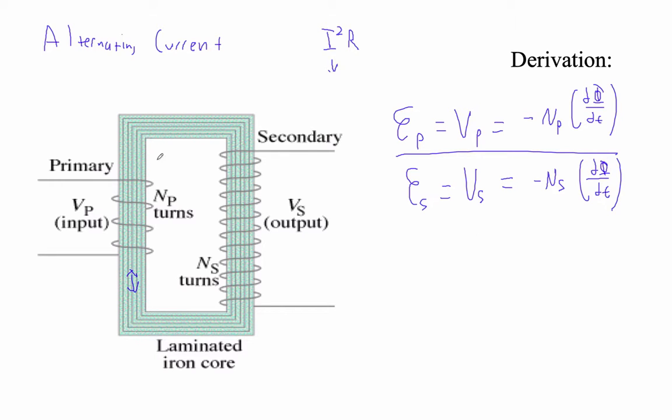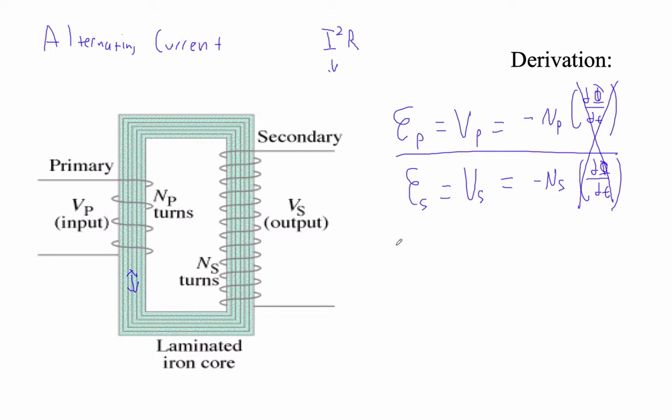Now, if this is a perfect core, if it's 100% efficient, magnetic field lines don't escape and go outside of this secondary. Some do, and some energy is turned into heat. That's why it's a laminated core. If it's 100% efficient, then we can say that these two rates of flux change are the same. It's the same flux.